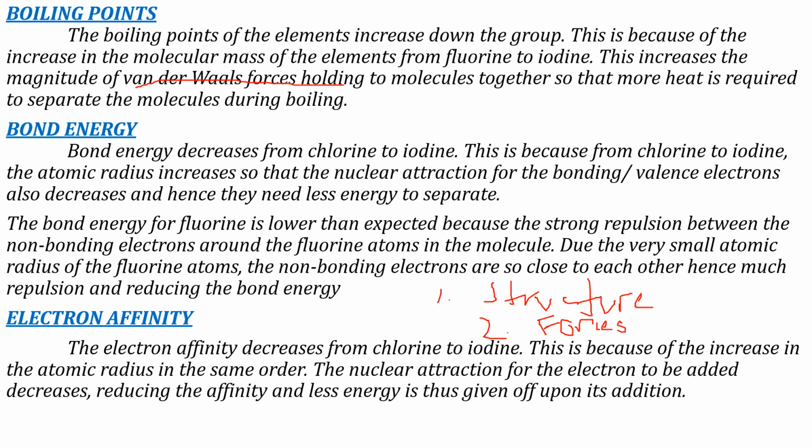Reason being, fluorine has the smallest molecular size. That means that the magnitude or strength of the van der Waals forces holding its molecules are going to be weaker, or are going to be the weakest. But iodine, having a larger atomic radius, also has a larger molecular size. That means that the strength of van der Waals forces holding its molecules are going to be stronger. Hence, it's going to have the highest melting point.